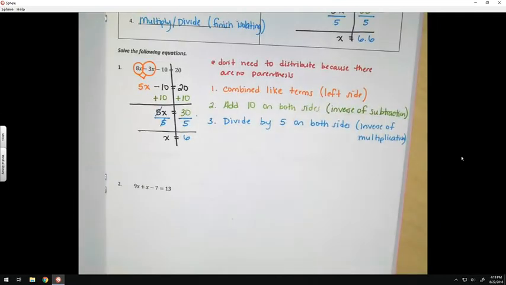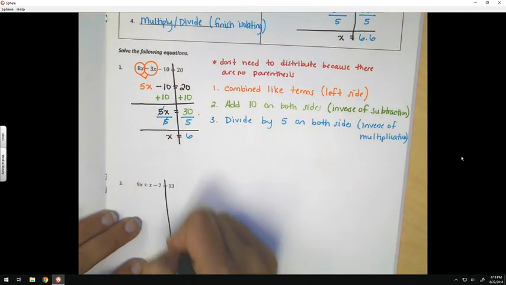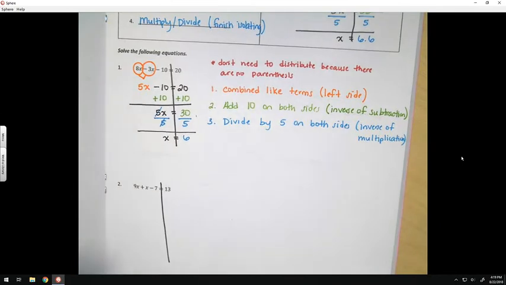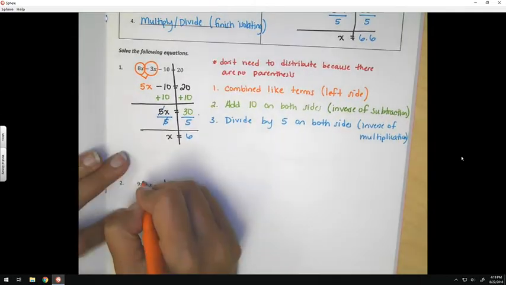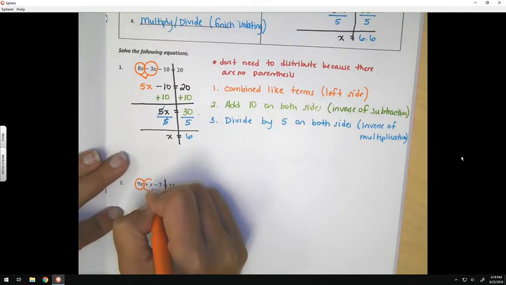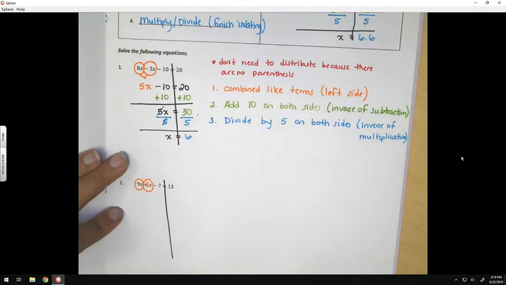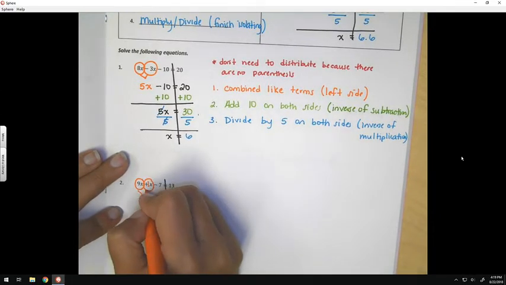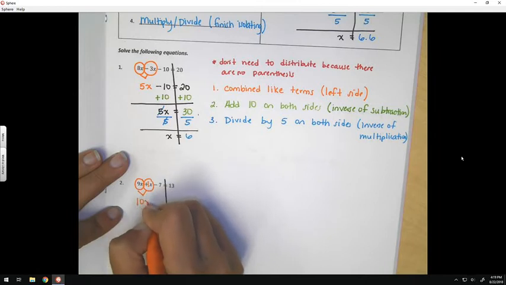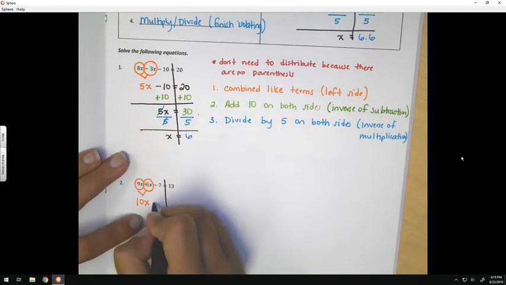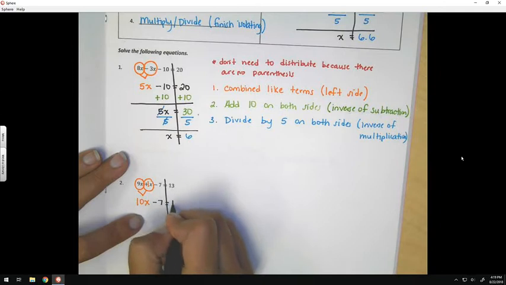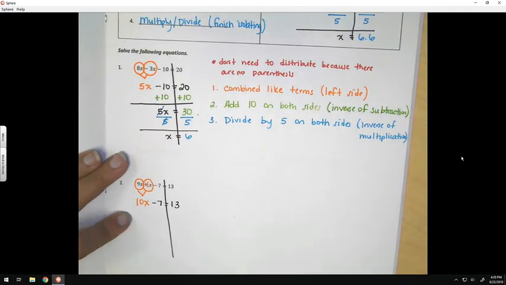So in number 2, I would draw a vertical line through my equal sign. I would again not distribute. I don't need to distribute because there are no parentheses. So I would start by combining the like terms on the left-hand side. Now the invisible number here by this x is a 1. So 9 plus 1 would give me 10x. And then I would just drop down the minus 7 and the 13.